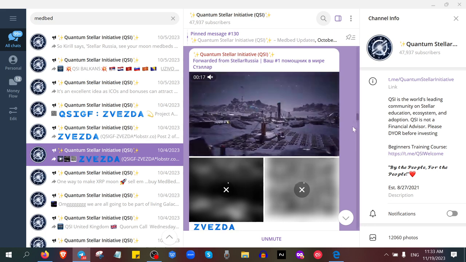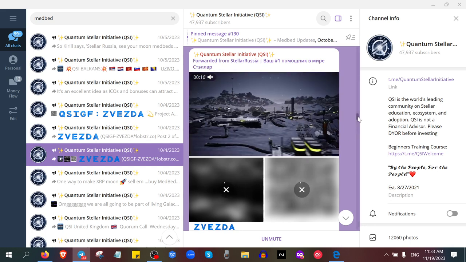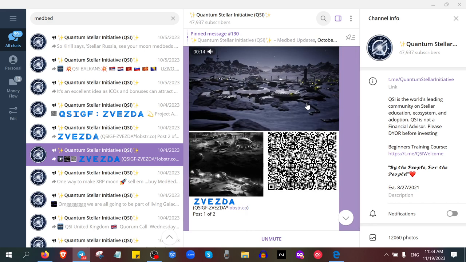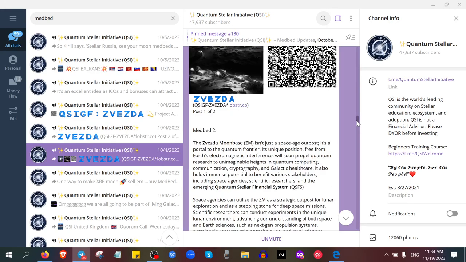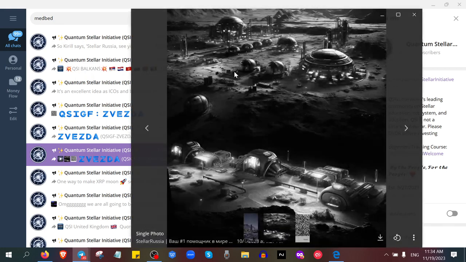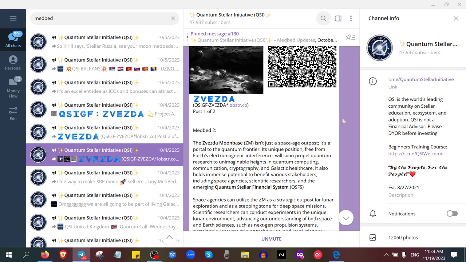The next one is called Zvezda. You can see already here the moon base, because this project is going to be done on the moon. So there is proof of this already, as you can see over here. This is the moon base. So the Zvezda moon base isn't just a space age outpost. It's a portal to the cosmic frontier. Its unique position, free from Earth's electromagnetic interference, will soon propel quantum research to unimaginable heights in quantum computing, communication, cryptography, and galactic healthcare. It also holds immense potential to benefit various stakeholders, including space agencies, scientific researchers, and the emerging quantum stellar financial system.